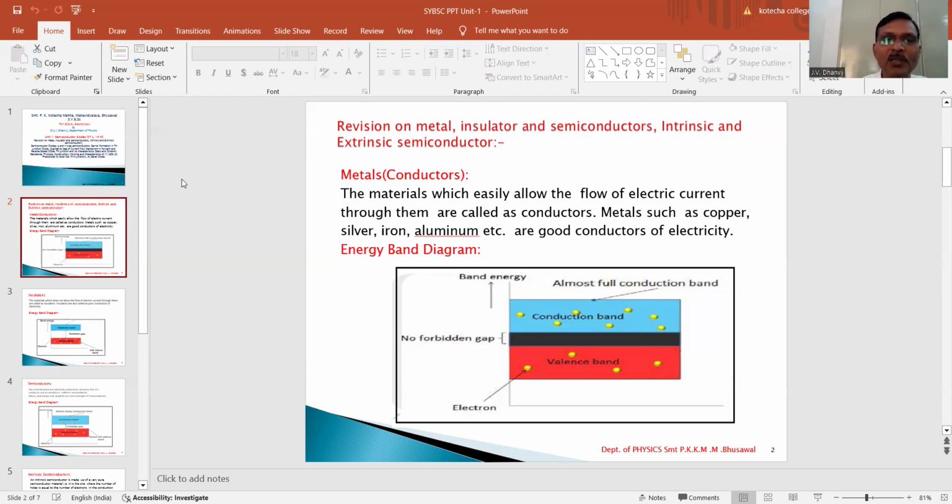So you can see with the help of this diagram. In this energy band diagram, here is the valence band. In the valence band, there are some electrons. And in the conduction band, you will observe electrons here also. And in between, there is no forbidden gap.